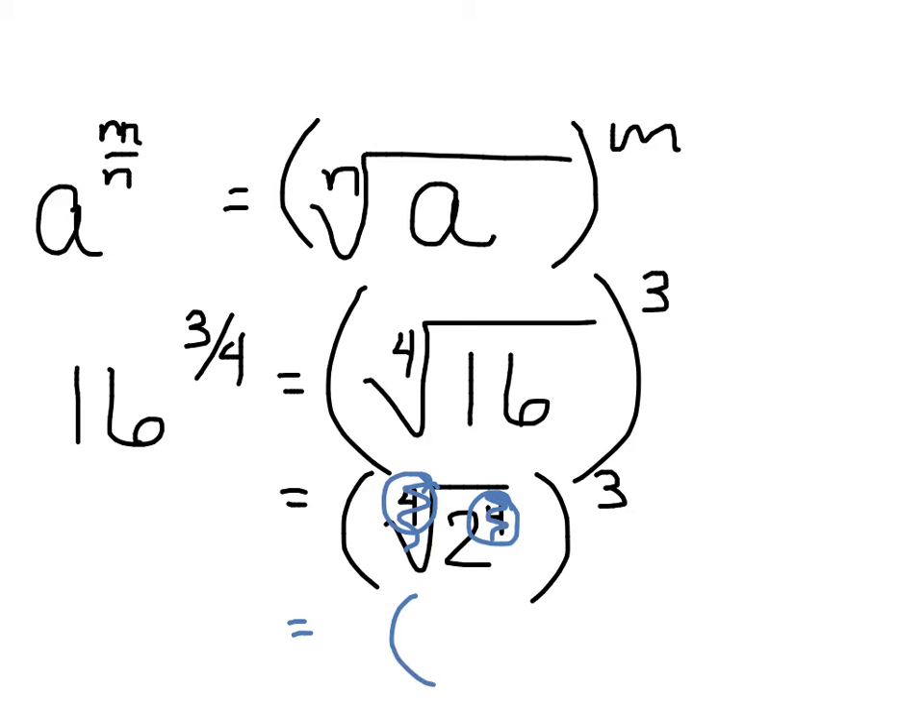So this becomes 2 to the 3rd. That's what I need to figure out to finish my answer. So what's 2 times 2? 4. Times 2. 8. 8. Good job.